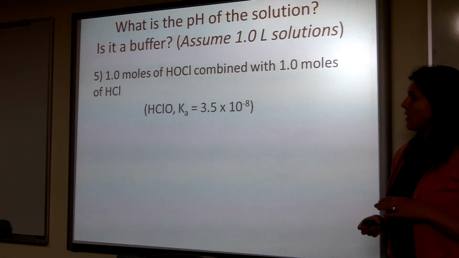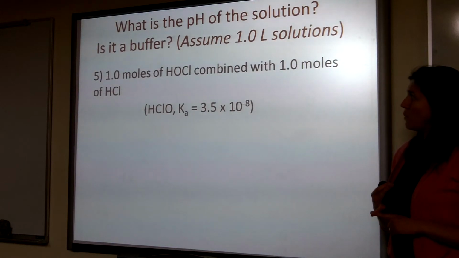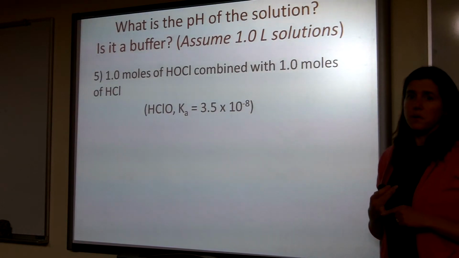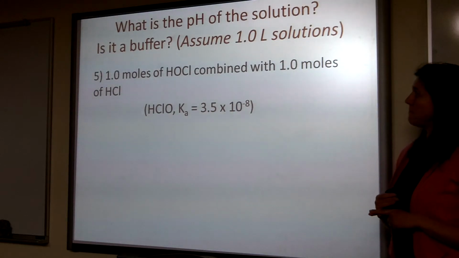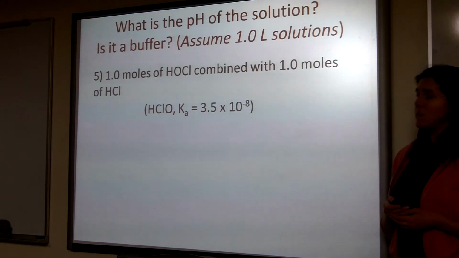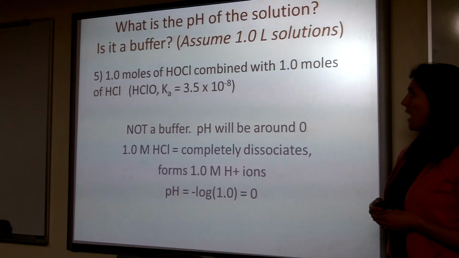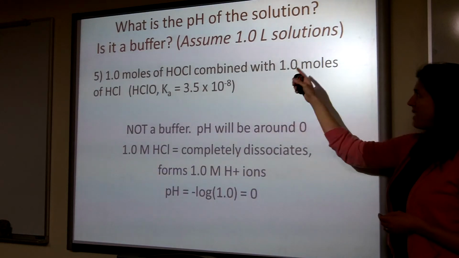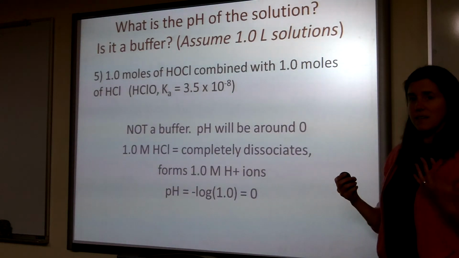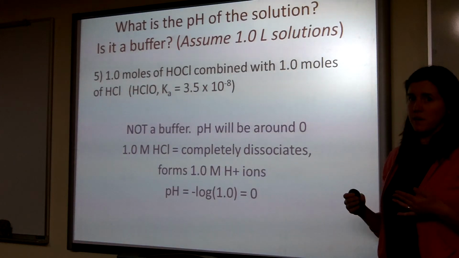So last scenario, let's say you have 1 mole of HOCl combined with 1 mole of HCl. Would that be a good buffer? What's the pH? So in this scenario, you want to notice that you are adding a weak acid and a strong acid. So you've got 2 acids, no base components. This is not a very good buffer.